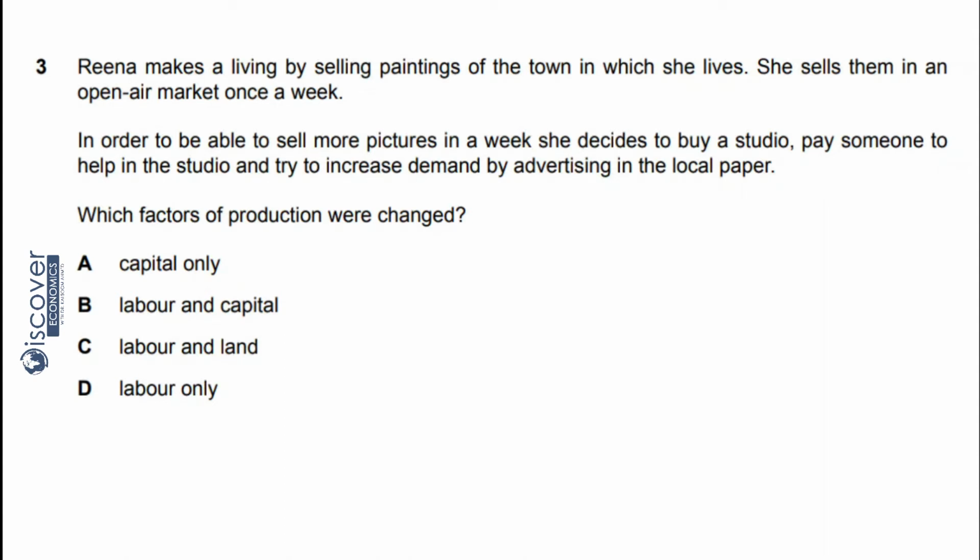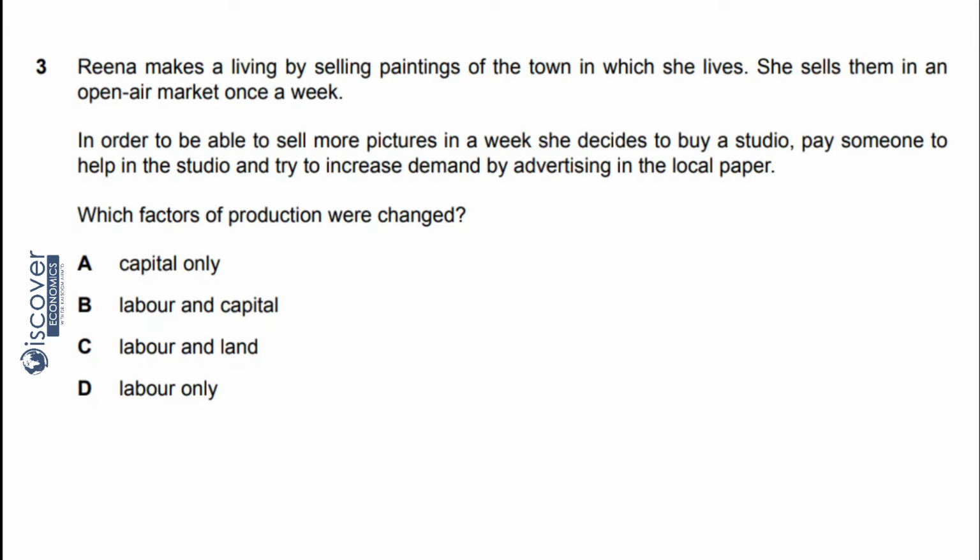In order to be able to sell more pictures in a week, she decides to buy a studio. So she said, okay, why not buy my own studio? So the studio is going to be a capital good. She will hire someone to help in the studio and try to increase demand by advertisement in the local paper. Now she is going to do 3 things. Number 1, she is going to buy a studio. This is a capital good. Then she will hire workers. This is labor. Then she is going to take the help from some local newspaper. So this is also going to be a capital good for her.